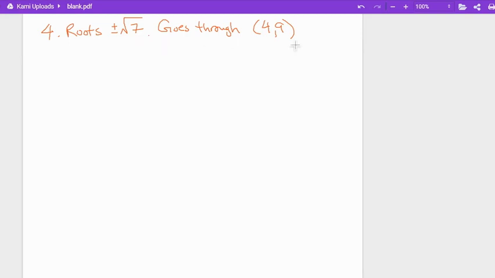Two roots and one point through which the parabola goes. All right, so I actually like to map out the parabola to get a sense. Now, square root of 7, I don't know, but I know that square root of 9 is 3. So that means this will be less than 3. So let's put a positive 3 here, negative 3.